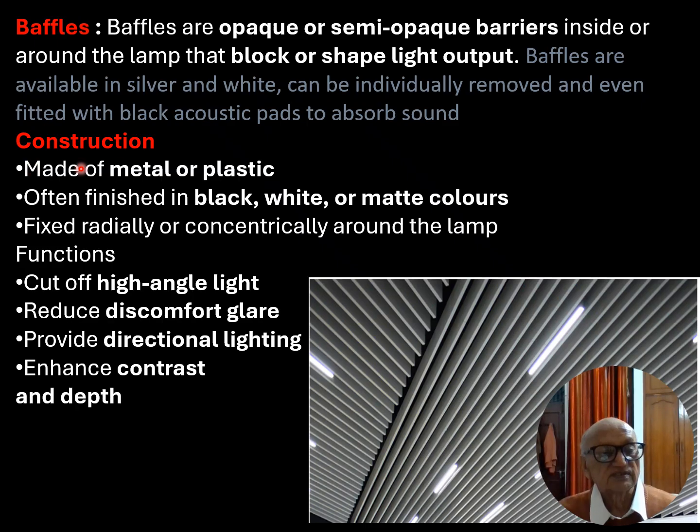It is made of metals or plastic, often finished in black, white or matte colors, fixed radially or concentrically around the lamp. They cut off high angle light, reduce discomfort glare, provide directional lighting, enhancing contrast and depth. All these last three items will be discussed in the illumination series.